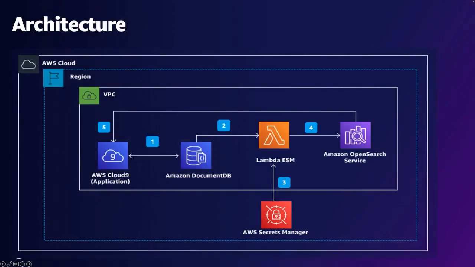Here is the architecture diagram of the implementation that I'll be showing today. I will simulate application writes to Amazon DocumentDB by importing a sample review data set using Python, running on AWS Cloud9. AWS Cloud9 is our web-based IDE. We'll write the data using Cloud9 to DocumentDB, and then Lambda ESM will capture those changes, run whenever there's a change coming in, and push the changes to Amazon OpenSearch service. And then we'll use Secrets Manager to store all the credentials for DocumentDB for this Lambda ESM.